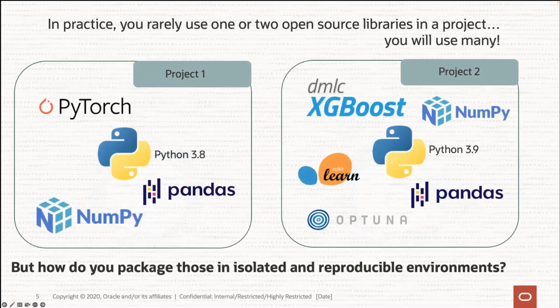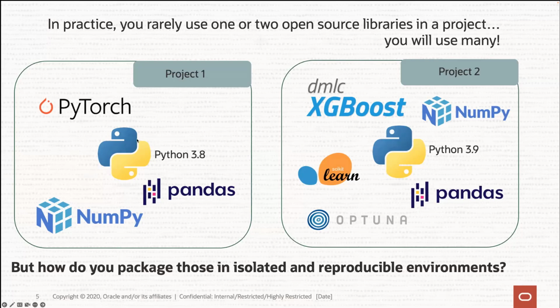In practice, you really never use only one or two open source libraries. A typical machine learning project would involve sometimes tens or hundreds of packages. So what you need is more than just a package manager. You also need an environment manager, and that's what Conda was built for. It's both a package and an environment manager, and it's an ideal tool to isolate the dependencies in your various machine learning projects.